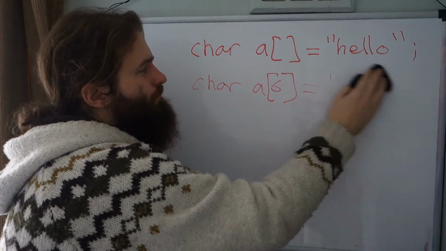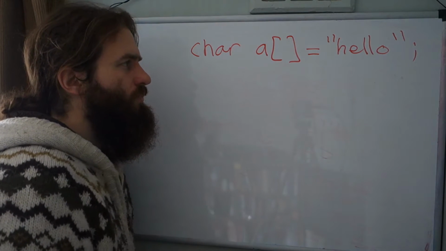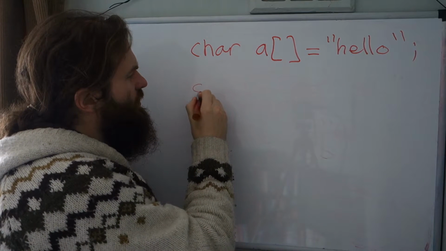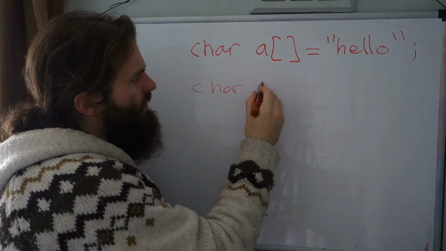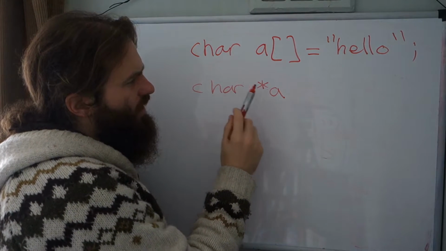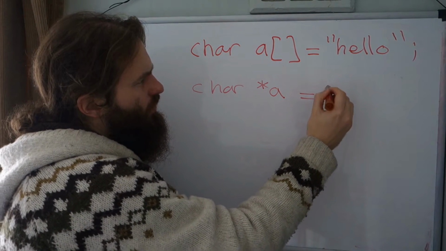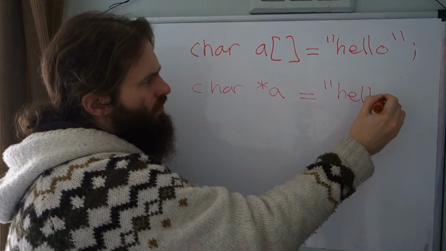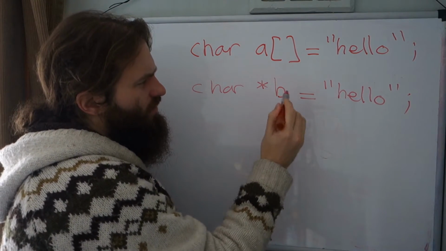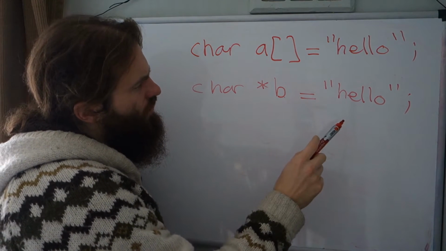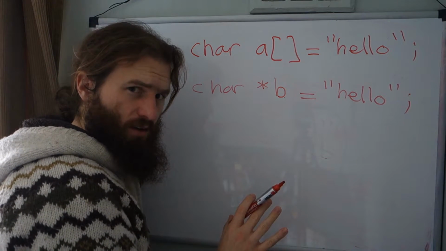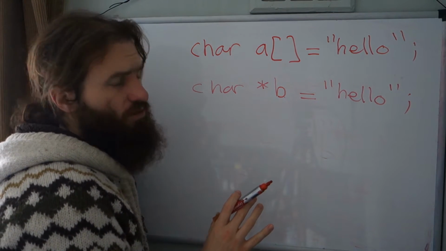There is another way, and a manner which is different. What you can do is do this. We declare a character pointer and then we say hello. Let's call this B because it's a different way. Now, this will do the same thing, but there is a subtle difference here which is really important.